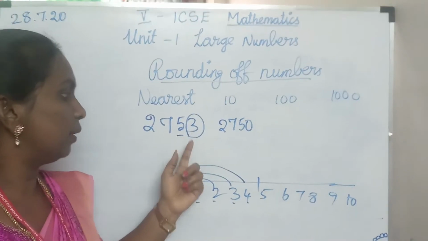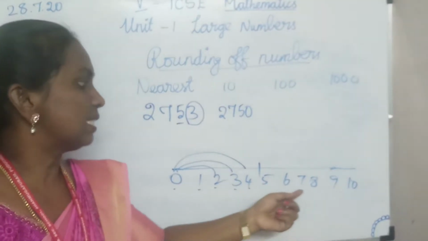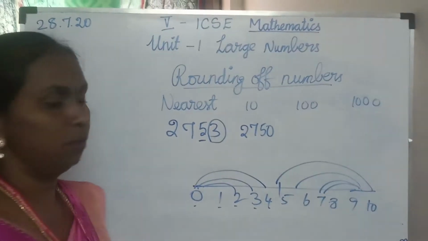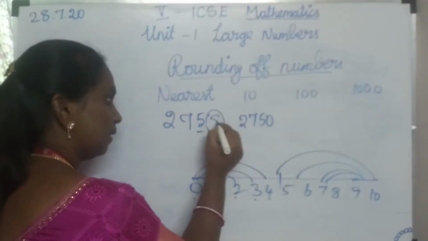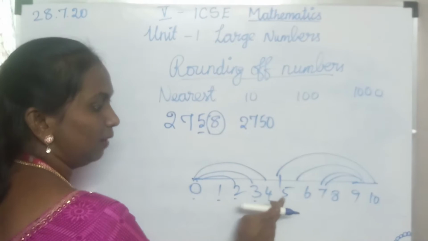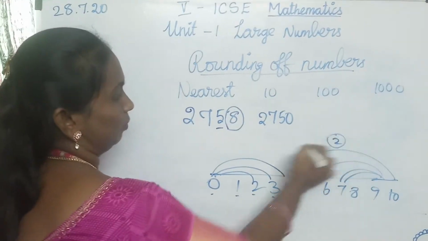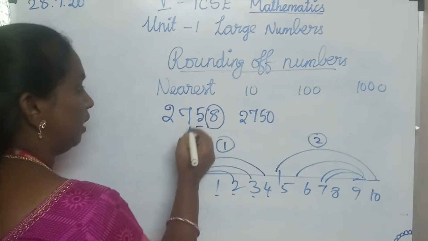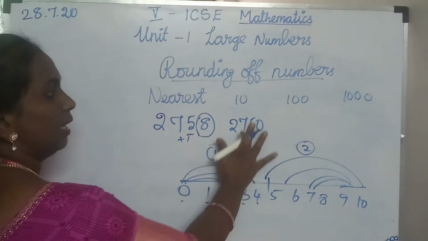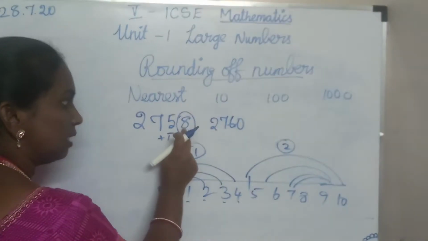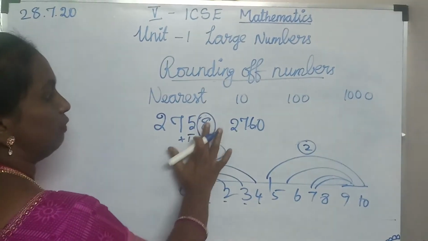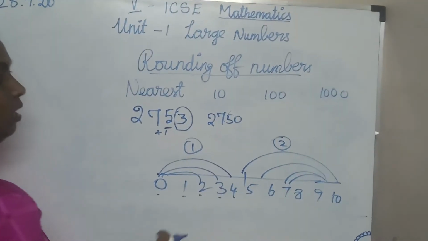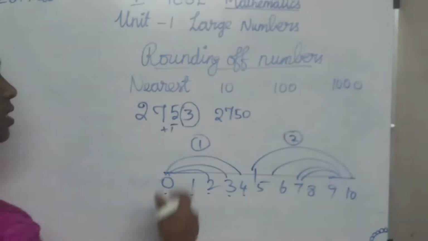If this number is greater than 5, that is 5, 6, 7, 8, 9, we have to go to the next place value. If it is 8, this is greater than 5. It will come in the second column. This is in the first column. This is in the second column. So we have to go to the next place value. 5 plus 1. What will be the answer? 60. So 58 is round off nearest to 60. 53 is round off nearest to 50. Can you remember, children?